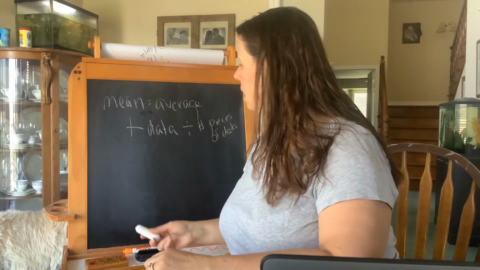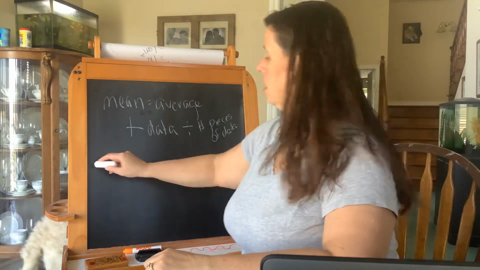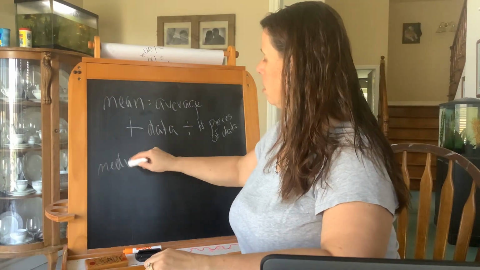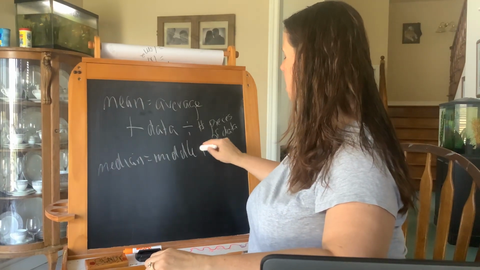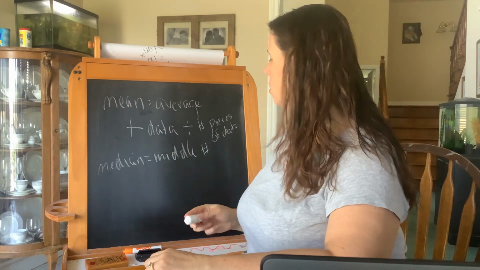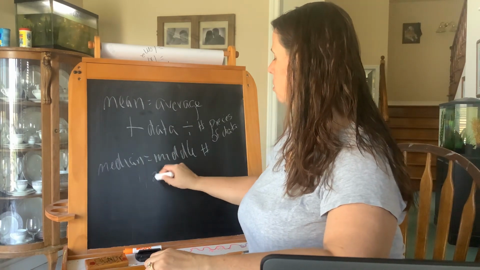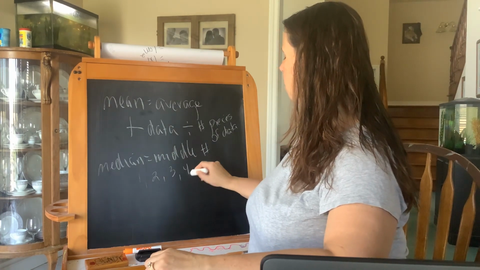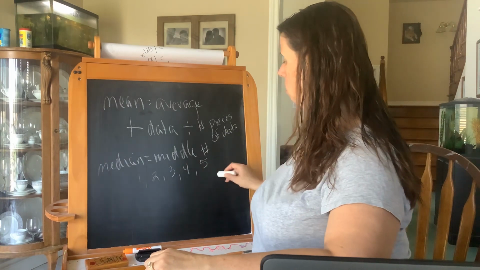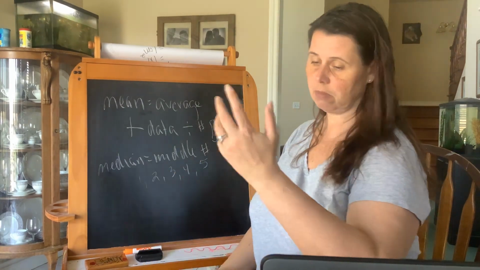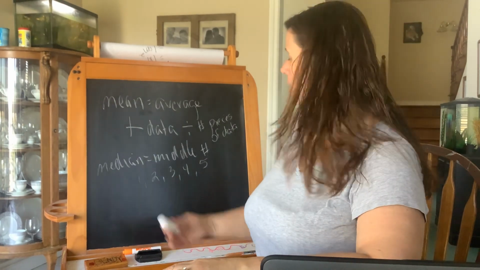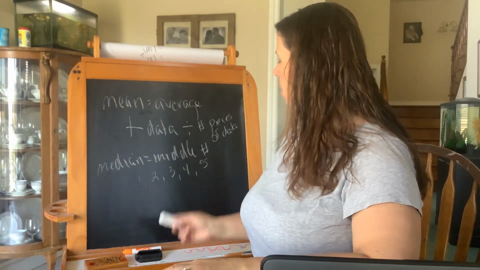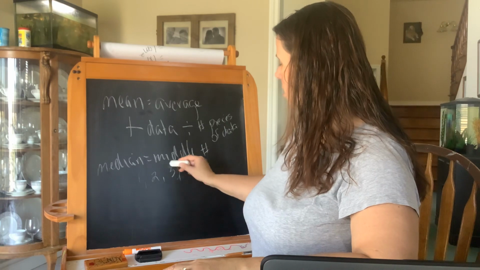Okay? Median, we take all of our data. Median is the middle number. So I take my data 1, 2, 3, 4, 5. I put it in order from least to greatest. If you'd rather put it from greatest to least, that's fine too, but generally we do it like this. And then you find the middle number.